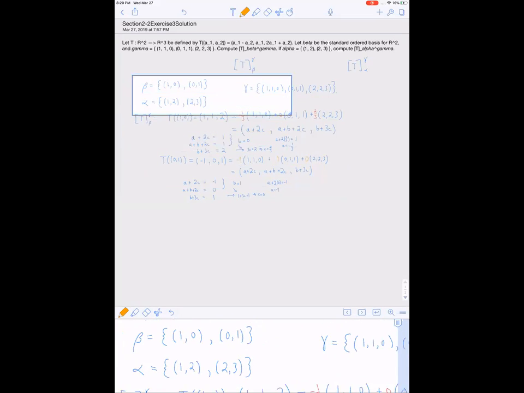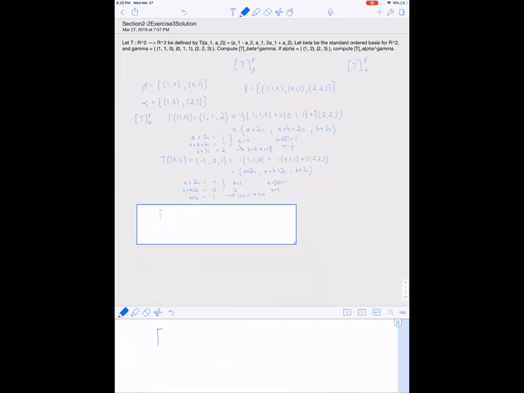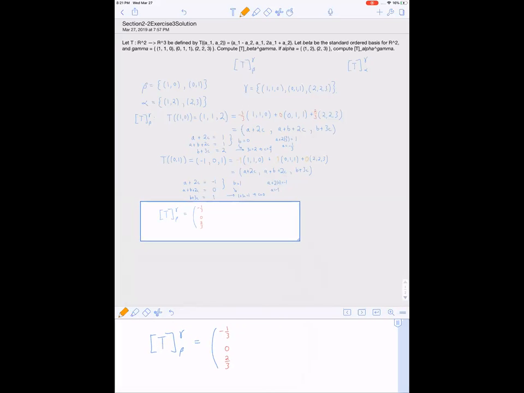And now, since we've exhausted the basis beta, we've exhausted the two columns that make up this matrix. So we're in a position now to write down what this matrix is. T with respect to beta and gamma is equal to the two column matrix. Negative 1/3, 0, 2/3 down the first column, and negative 1, 1, 0 down the second column.